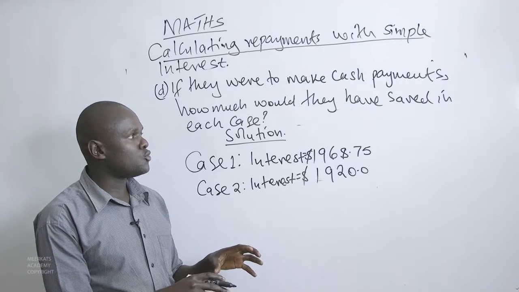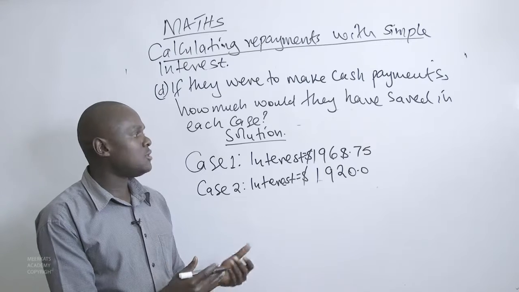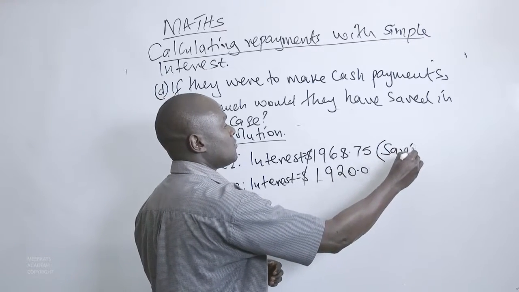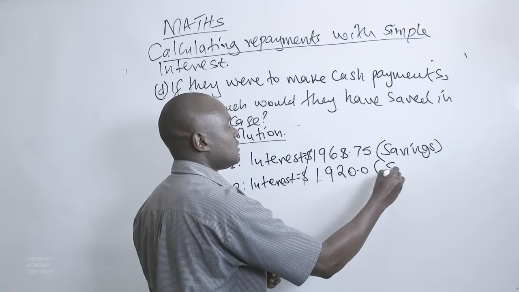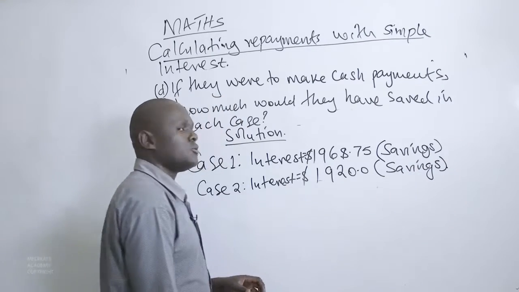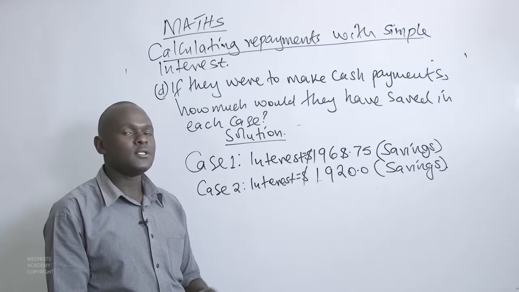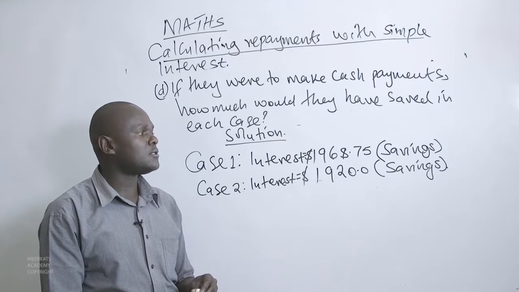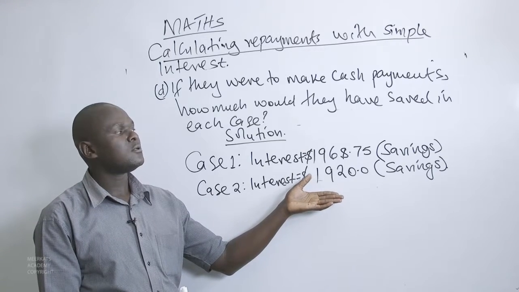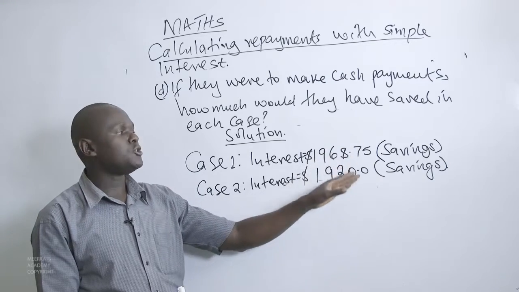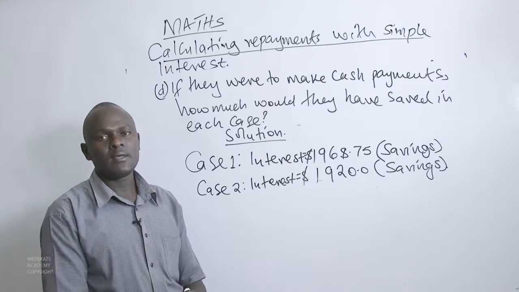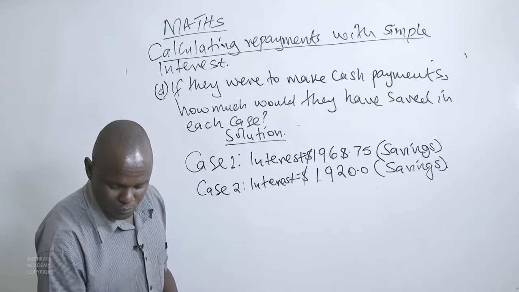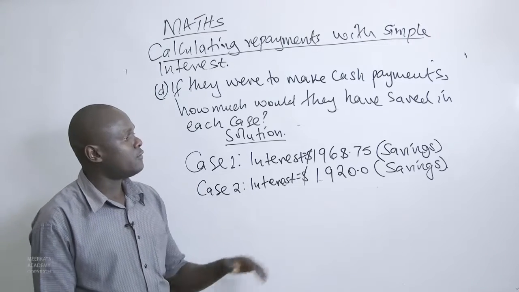So if they had chosen the first case and changed their mind to make a cash payment, this could have been their saving. And in the second case, the savings should have amounted to $1,920. So I will still insist that savings are very important, because if you make cash payments in this case, you will still have some money to continue saving, or you can use the same to buy some other things. That is the last bit of that question.